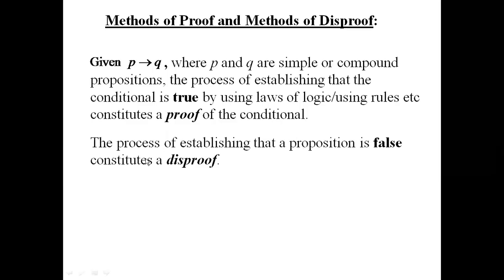The process of establishing that the proposition is false constitutes a disproof. So if we prove the conditional is true, it is the proof of the conditional. If we prove that the given implication is false, then it is the disproof of the conditional. First method. There are different methods in the methods of proof and disproof. We'll learn one by one.